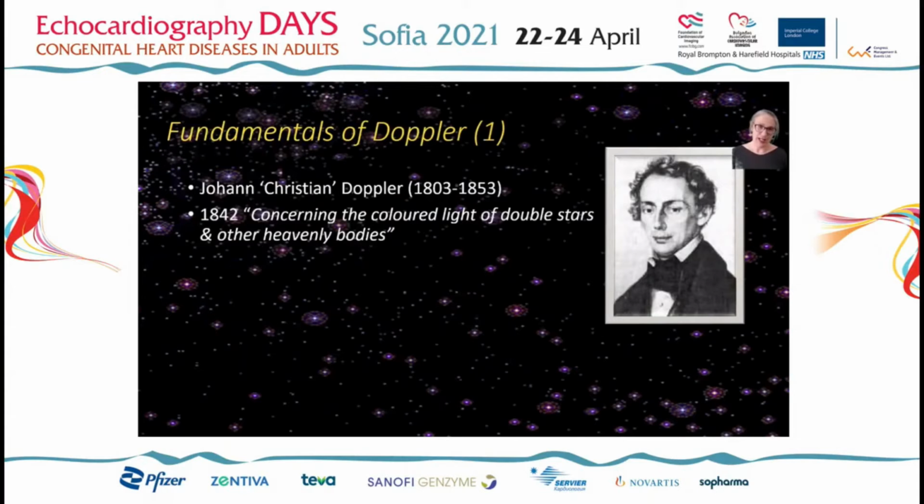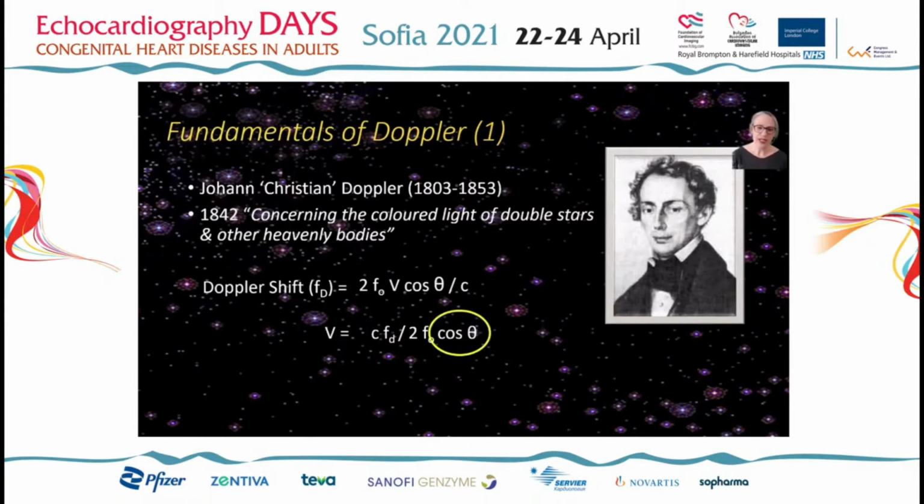Changing topic a little bit here. Now we go back to the basics of echo. So the fundamentals of Doppler. This is Johann Christian Doppler, who was an astronomer and also a mathematician, and he really wrote this equation called the Doppler Shift, which we use in every patient that we scan every time we turn on either the colour Doppler, the pulse wave Doppler, or the continuous wave Doppler. So you really come back to the mathematics involved in echocardiography.